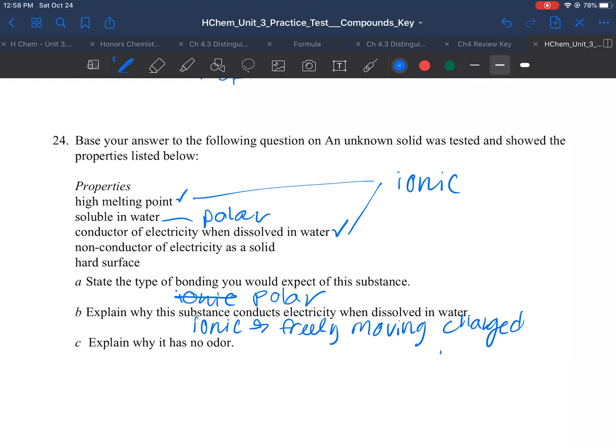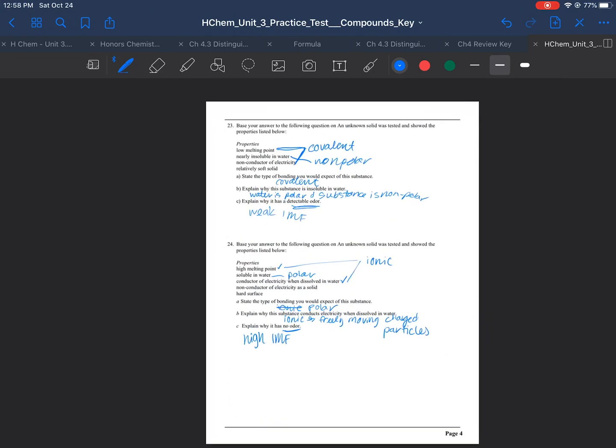And just like the other one, talking about odor, this is just the opposite. Why it would have no odor has to do with high intermolecular forces. Now, when the intermolecular forces are high, the molecules do want to stick together, so they stay as a solid versus volatilizing into the air.